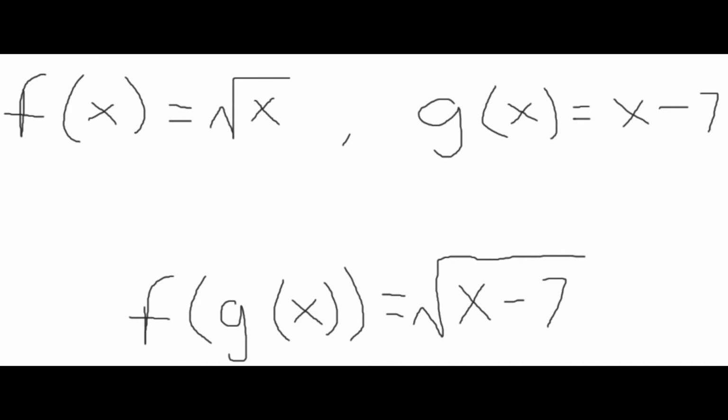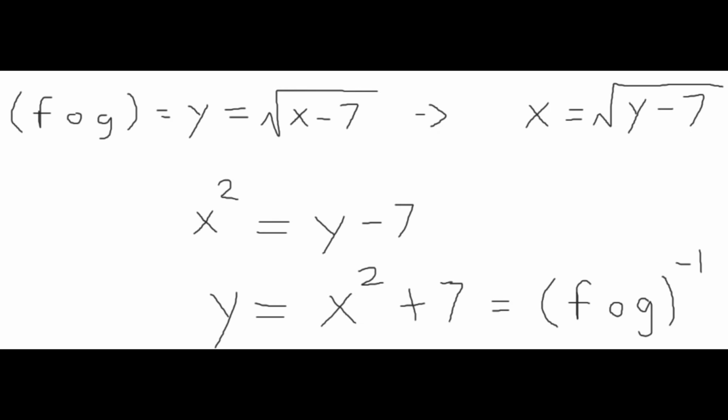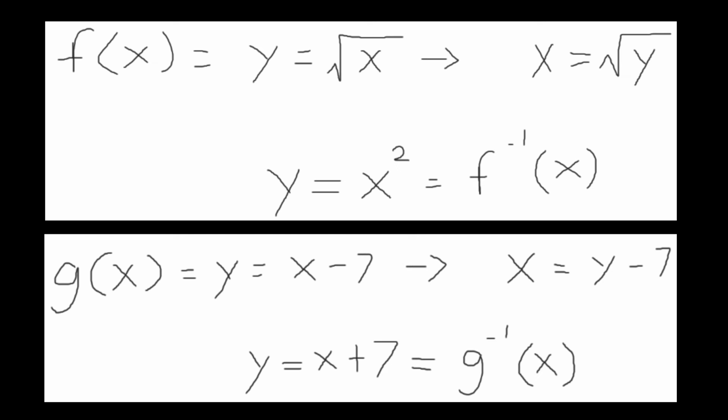First, I chose two different functions for f and g. For f, I chose the square root of x, and for g, I chose x minus 7. So when I plugged in the two functions, I got square root of x minus 7. Now that I knew that was my f of g function, I substituted y for f of g, and then switched the two variables around to conclude that the inverse of f of g is x squared plus 7.